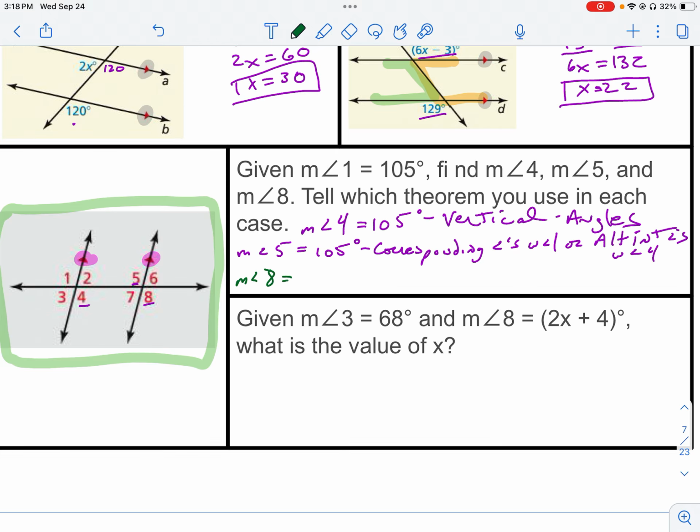So the measure of angle 8 is going to equal 105. So I can do alternate exterior with angle 1. I can do vertical with angle 5. I can do corresponding with angle 4. All are legal, all work, all give me the solutions that I'm looking for.